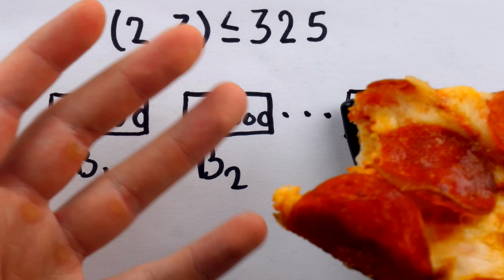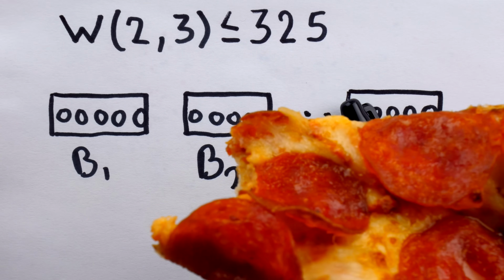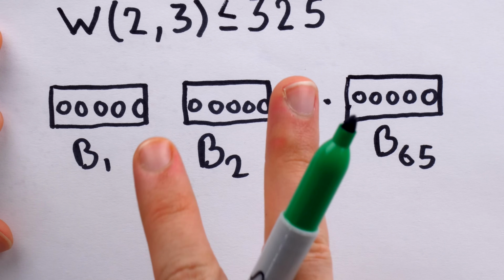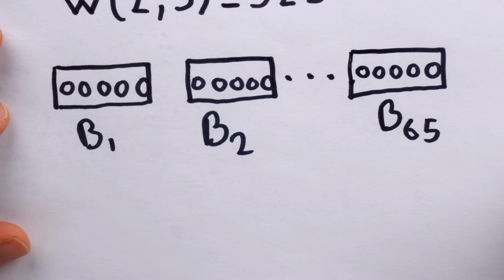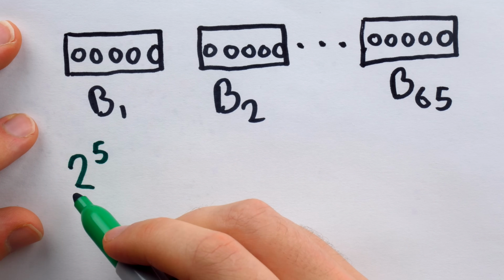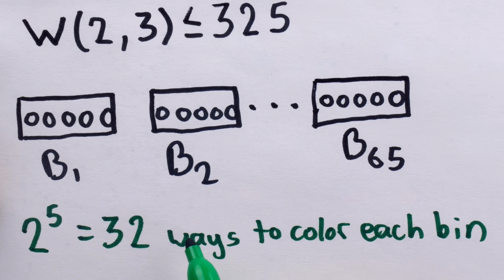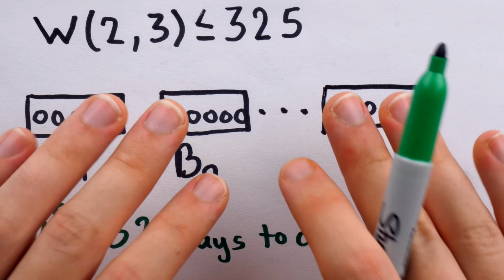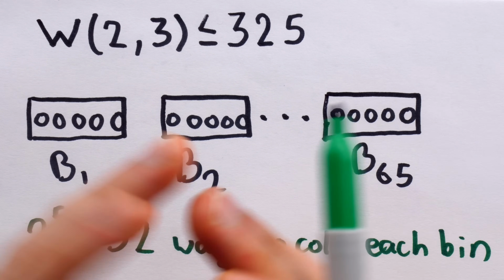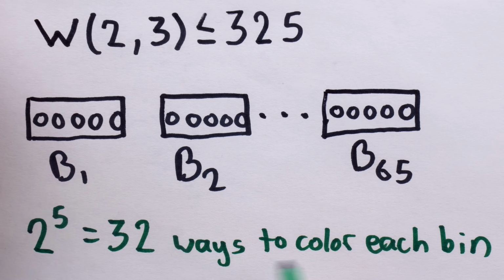Now, if each bin contains 5 positive integers, how many different ways could we color the integers of a given bin? I'll give you a minute to think. Well, each bin has 5 integers, and we have 2 choices of color for each integer. So the total number of ways a given bin could be colored is 2 to the power of 5, 2 choices for each of the 5 integers, and this is 32. Then, since there are only 32 ways to color each bin, within the first 33 bins there must be 2 bins that are colored the exact same way, because they couldn't all have different colorings when there are only 32 different ways to color each bin.